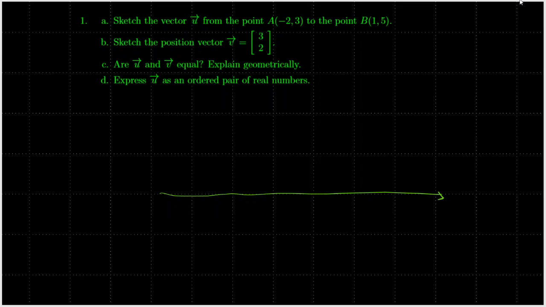That's my x-axis. Now let's say my y-axis is here. Probably I can find a way to draw straight lines, but I think it's okay. You know the meaning. Now we're trying to sketch the vector u. u has the initial point of A. A has x coordinate of -2 and y coordinate of 3. -2 is here.